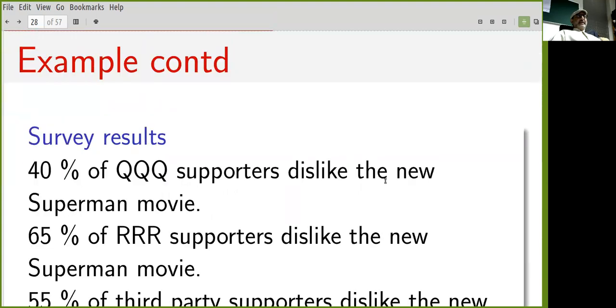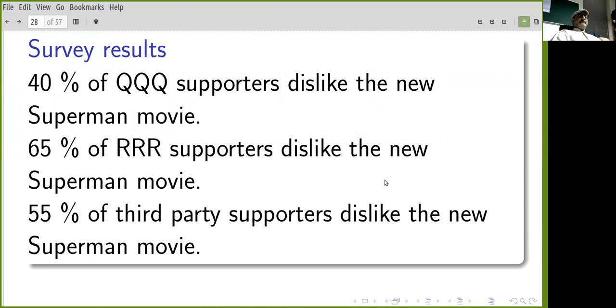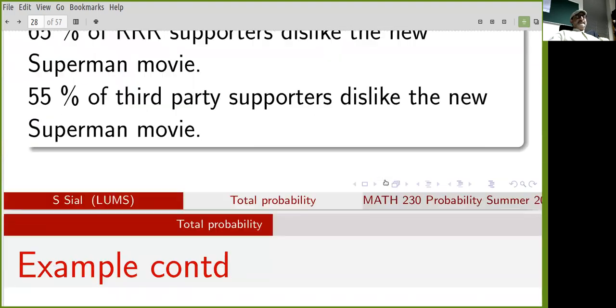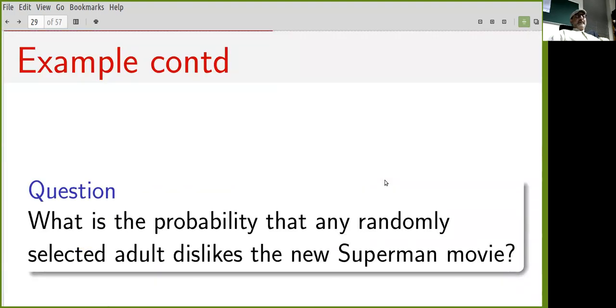Okay. Now, the survey also says that 40% of the QQQ supporters dislike the new Superman movie. 65% of the RRR supporters dislike the new Superman movie. And 55% of third-party supporters dislike the new Superman movie. Okay. What is the probability that any randomly selected adult dislikes the new Superman movie?